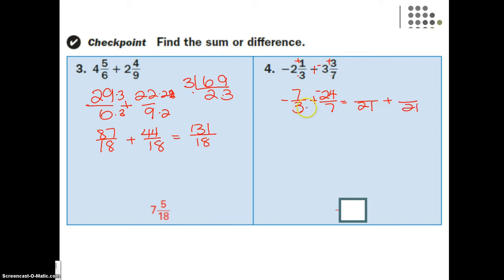To get from 3 to 21, I multiply by 7, so take negative 7 times 7, which is negative 49. To get from 7 to 21, I multiply by 3, so negative 24 times 3 is negative 72. Add them together, and they're both negative, so the answer will be negative 121 over 21. Change it to a mixed number, which is negative 5 and 16/21.